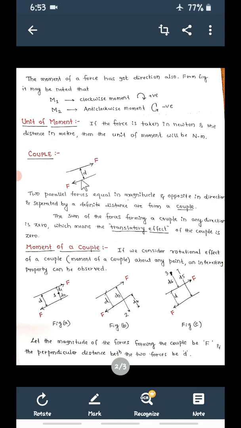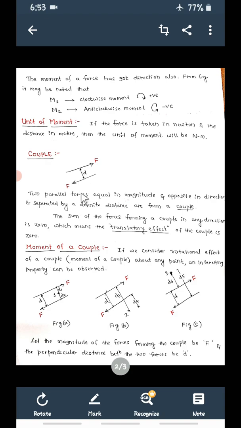Two forces of the same magnitude are required. If it is F, then the other should be F only. If it is 5 kg and 6 kg, no. Both forces must be of the same magnitude, opposite in direction, separated by a perpendicular distance, and parallel. Then only there will be a couple. So two parallel forces equal in magnitude and opposite in direction, separated by a definite distance, form a couple.